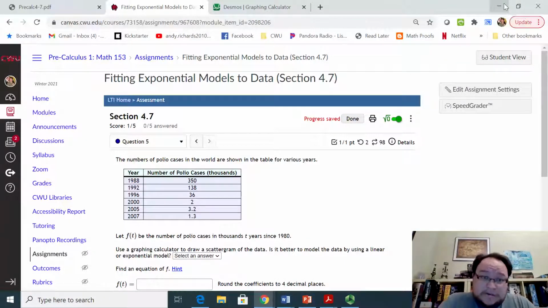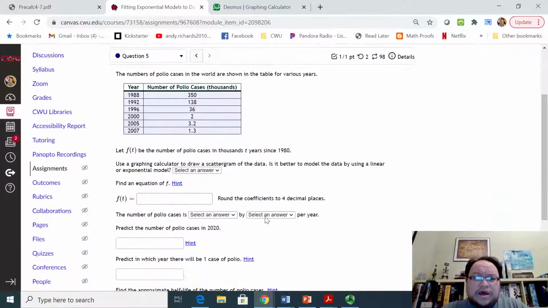It's on the exponential models assignment, or section 4.7, however you care to label it. So this is question 5, where we have the number of polio cases over a given number of years. This is actually kind of exciting, because I do believe in my lifetime we are going to eradicate polio. So we are very, very close to doing it, and the data here seems to be somewhat accurate. But essentially what we're looking at here is the year, and this is how many.